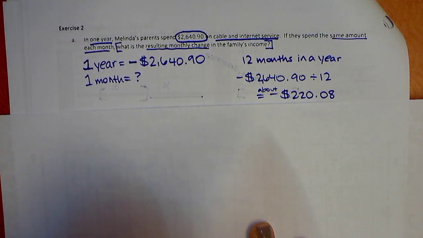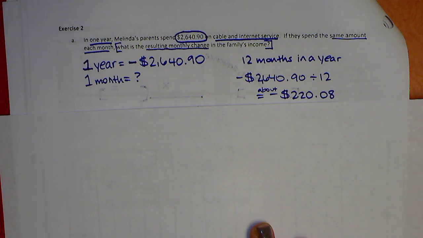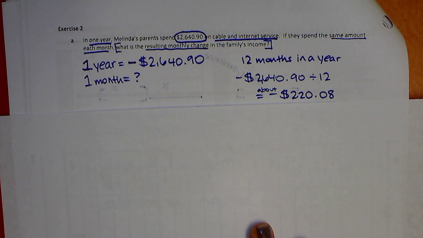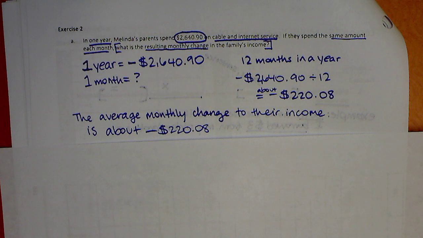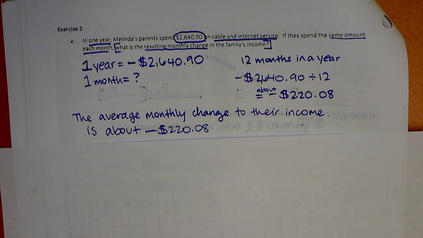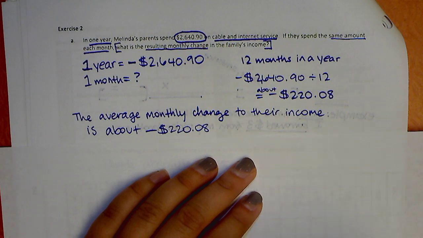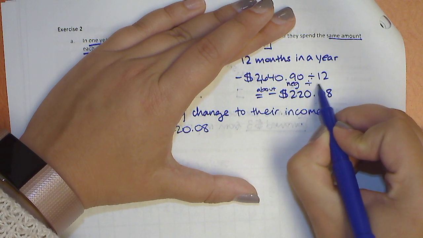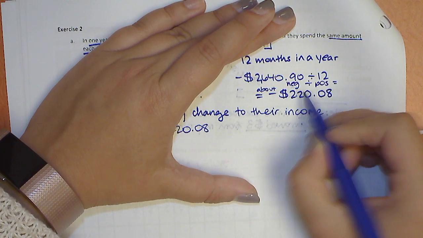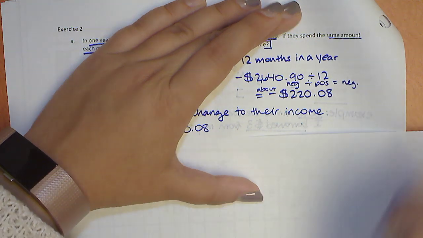So I just rounded up, should be about negative 220.08. Notice it's negative because it's money that they're spending or that they're losing every month. And I wrote a sentence that says the average monthly change to their income is about negative 220.08. We can also remember it's going to be negative because we were doing a negative divided by a positive. Since the signs are different, it should be negative.